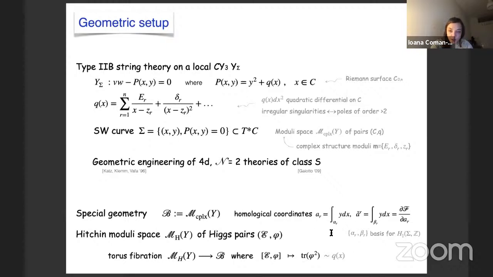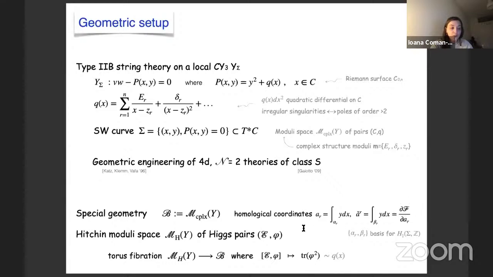Now, in relation to special geometry and Seiberg-Witten theory, picking a basis of loops for the first homology of the Seiberg-Witten curve, this allows to define homological coordinates on the space B, the complex moduli space of the manifold Y. Defining these coordinates as period integrals of the Seiberg-Witten one-form, that is y dx, where pairs of such coordinates are related through the prepotential function F.